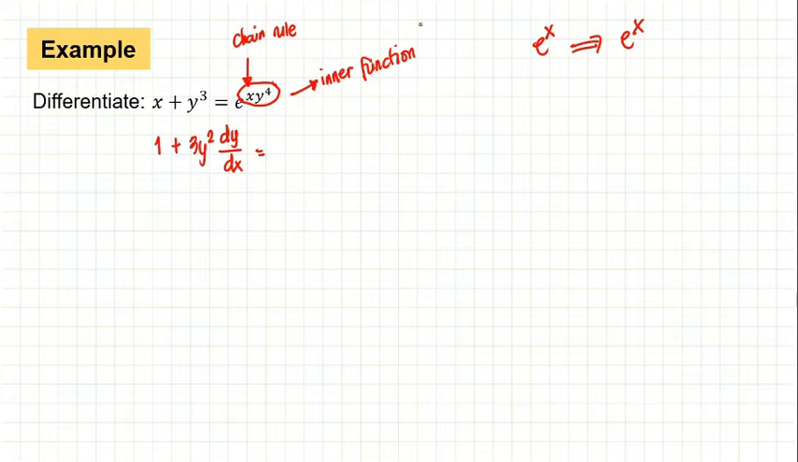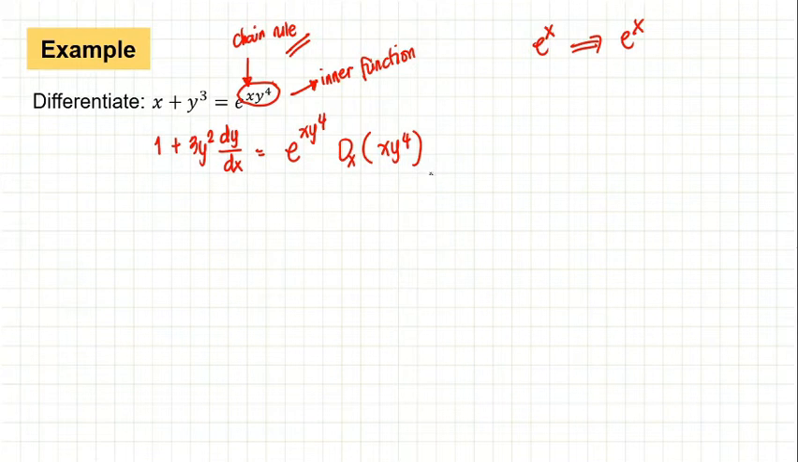Okay? So, using the chain rule now, the derivative of e raised to xy to the power of 4, we will differentiate the outer function as a whole. So, we will have e raised to xy to the power of 4. So, leave the inner function as is lang siya. Then, we will multiply it by the derivative of the inner function, which is xy to the power of 4 with respect to x. So, again here, we applied the chain rule.